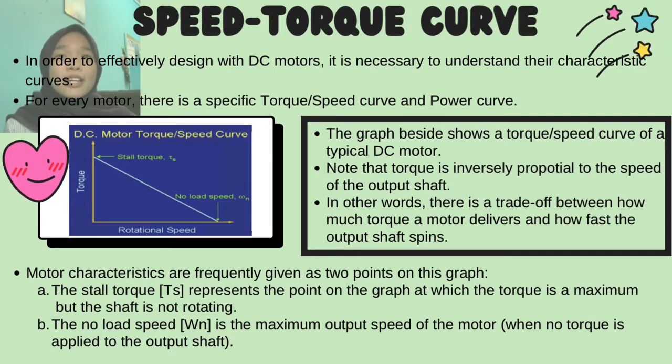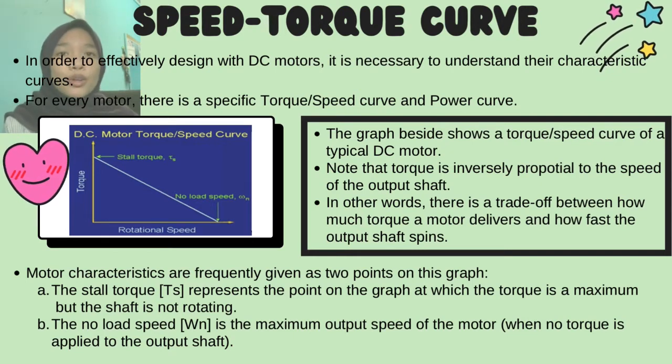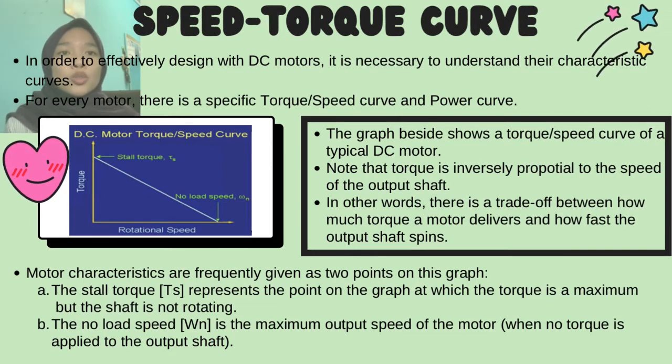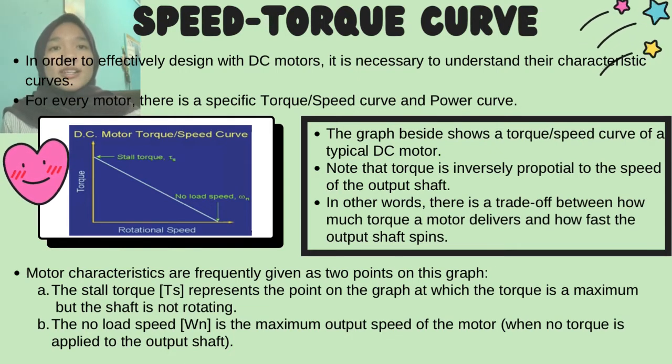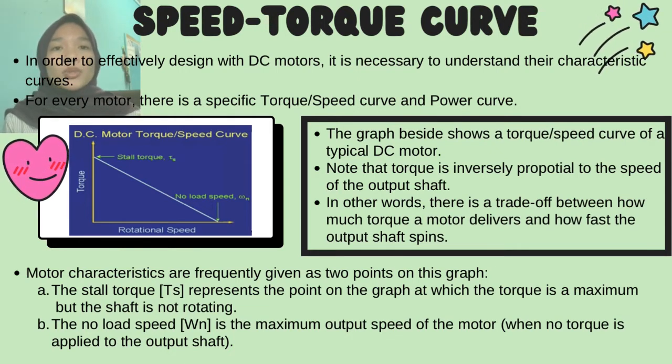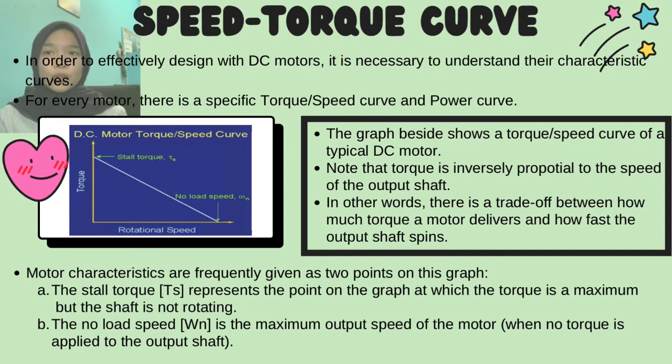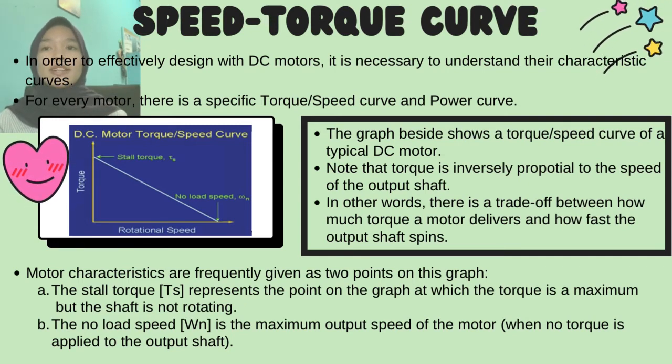The graph beside shows a torque speed curve of a typical DC motor. Note that torque is inversely proportional to the speed of the output shaft. In other words, there is a trade-off between how much torque a motor delivers and how fast the output shaft spins. Motor characteristics are frequently given as 2 points in this graph.